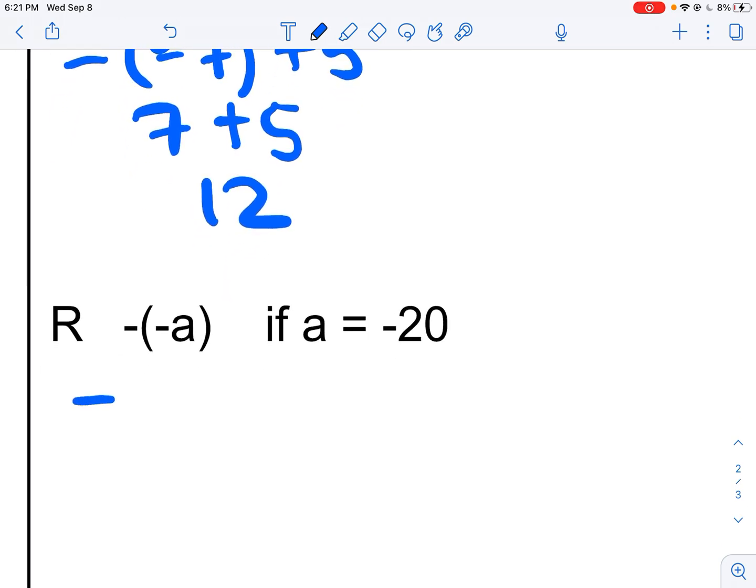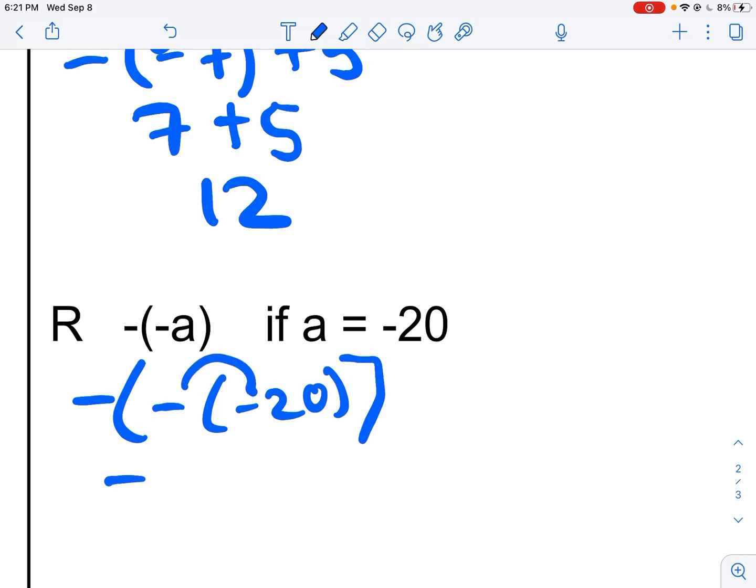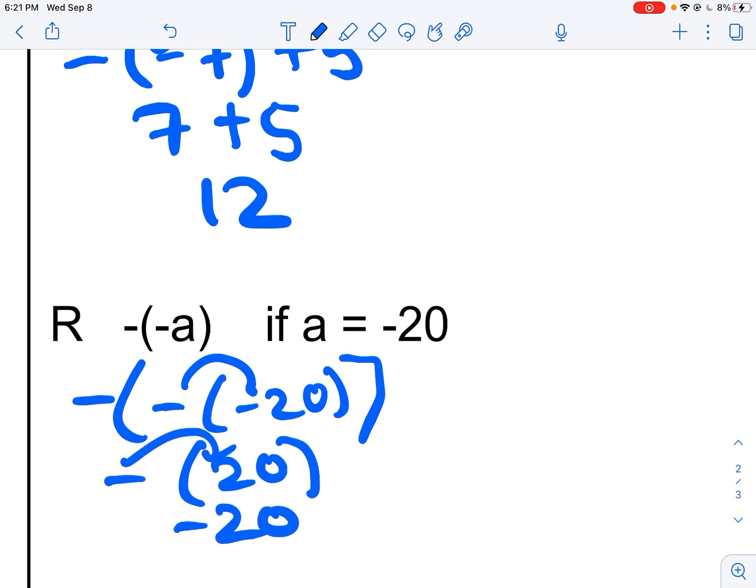Okay, so here I go negative. Then I have another negative. Then I have a negative 20. So I start with the inside out. Right here, the opposite of a negative is going to get me a positive. The opposite of a positive is going to get me a negative.